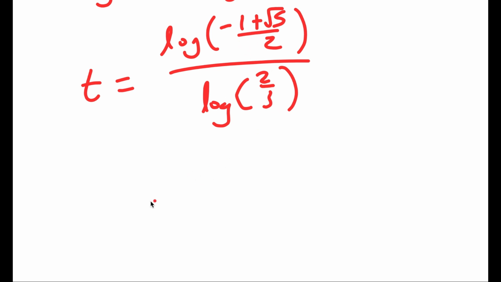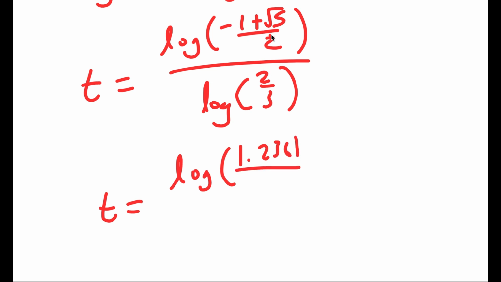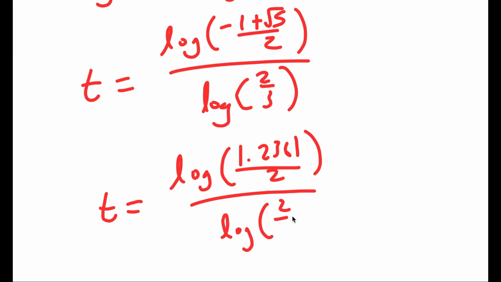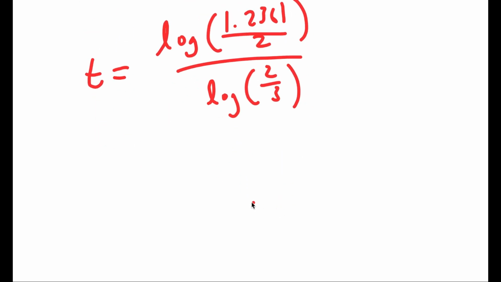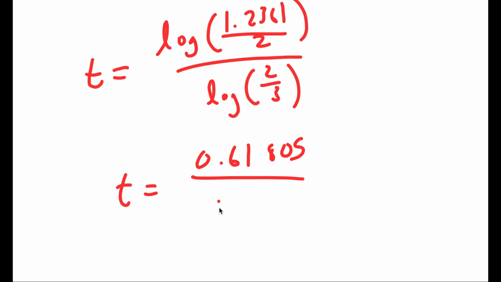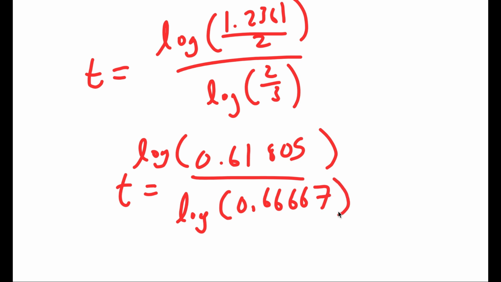Now, this is the same thing as the log of 1.2361 over 2, which is the value of negative 1 plus the square root of 5 over 2, over log of 2 over 3. And 1.2361 over 2 is equal to 0.61805. By the way, this is the log of that, and 2 over 3 is equal to 0.66667.